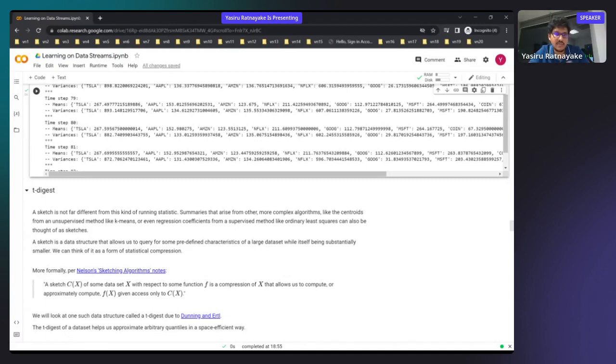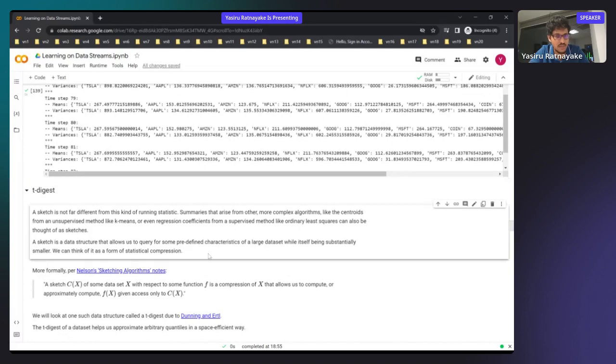So a sketch is really just a data structure, and it allows you to do some predefined query, some characteristic you're interested in. It could be the mean, it could be the count, or some sort of frequency up to this point, or it could be some other distributional characteristic about your data stream. And you can think of this as a kind of compression because you're not actually having to carry the whole large data set around. You can actually get by with something smaller.